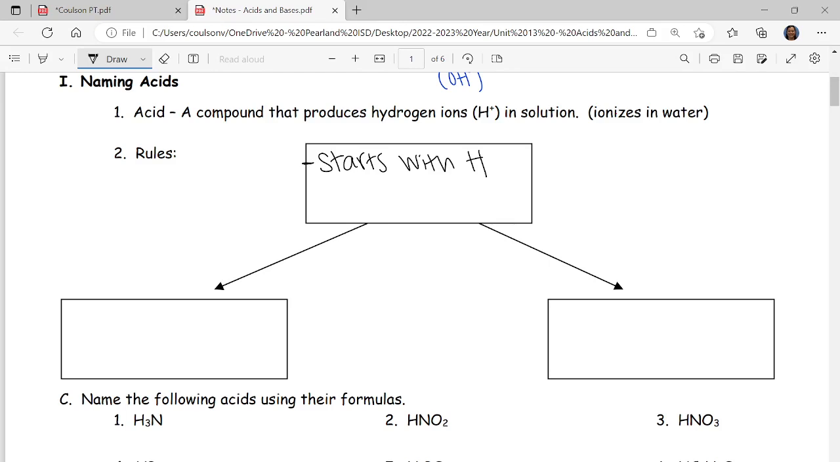And then if you're looking at the name of something, how can you tell by the name if it's an acid? Does it have to start with hydro? No. What do all acid names have in common? Give me a second. The end of the name ends with acid. Yes. So it literally has the word acid in it.